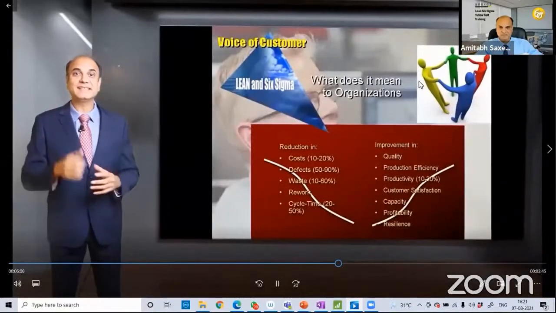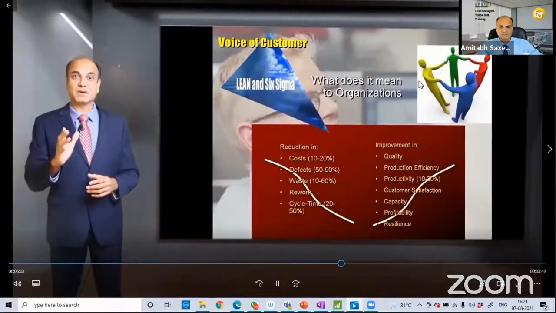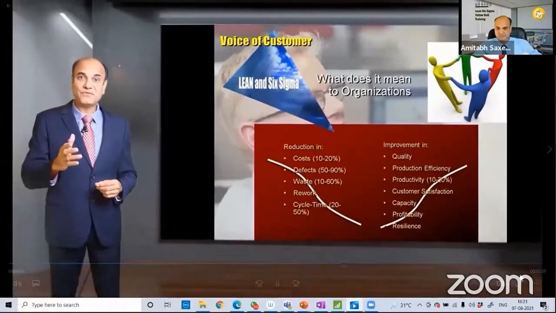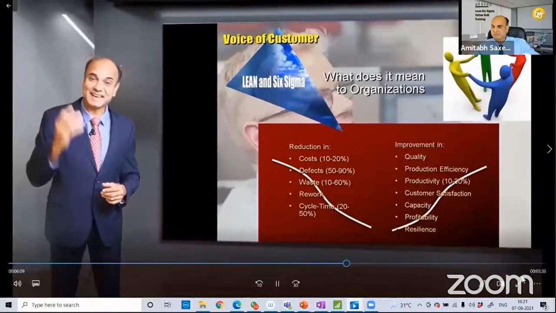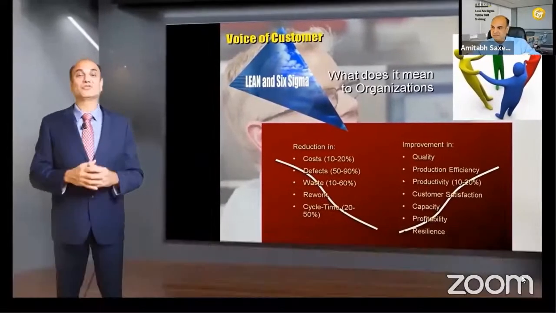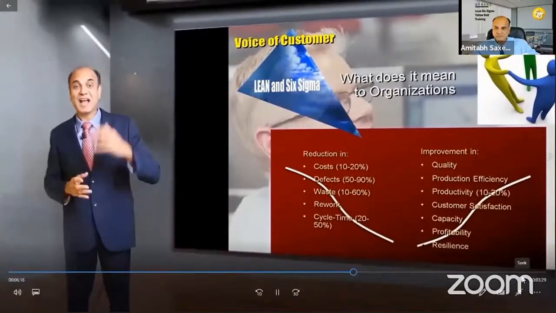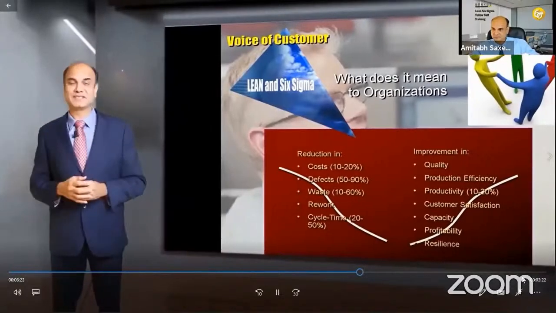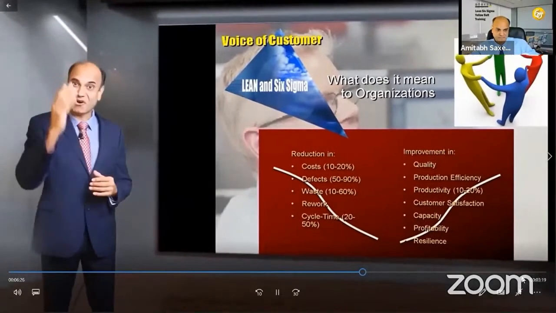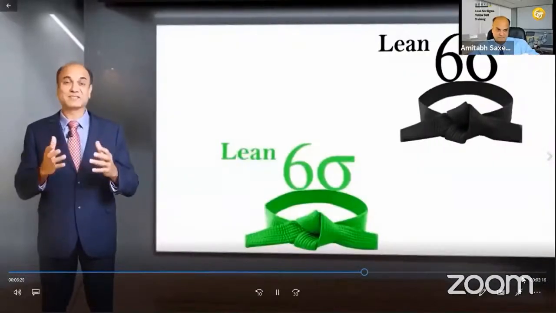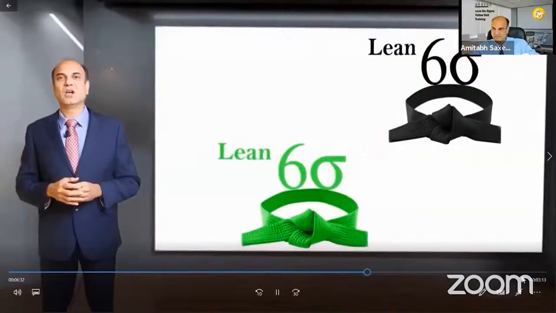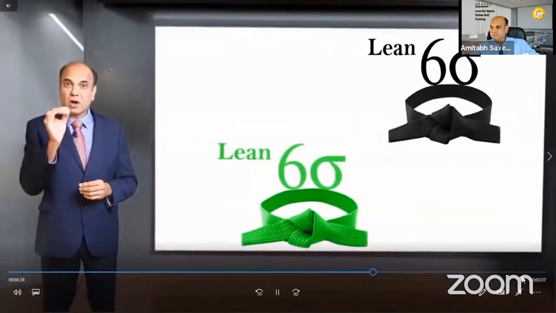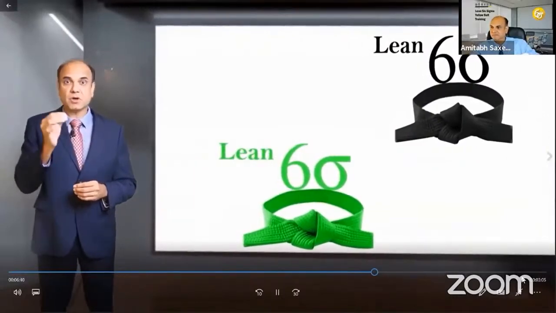So what does Lean and Six Sigma bring for you? Lean and Six Sigma reduces the costs, reduces the defects, wastes, rework, and cycle times in a company. It also improves the quality, production efficiency, productivity, customer satisfaction, capacity, profitability, and resilience. And which CEO would not love a person who can help the company achieve all these things? Lean and Six Sigma green belts and black belts are those individuals who can do improvement projects in the organization by choosing improvement opportunities and converting these improvement opportunities into projects.